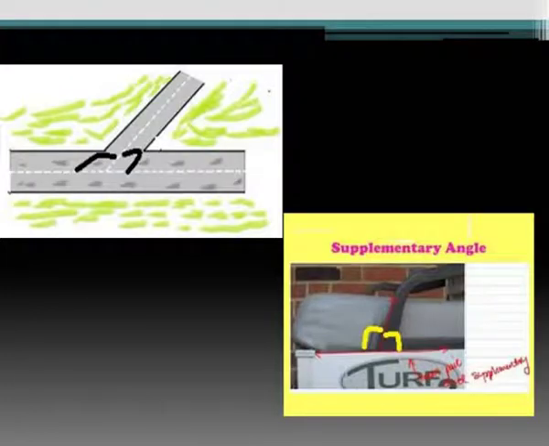Here are some examples of supplementary angles in our day-to-day life. In this, first you just see the diagram of a road. In that, two angles are formed. If you add them, you will get 180 degrees. So both the angles are called supplementary angles.